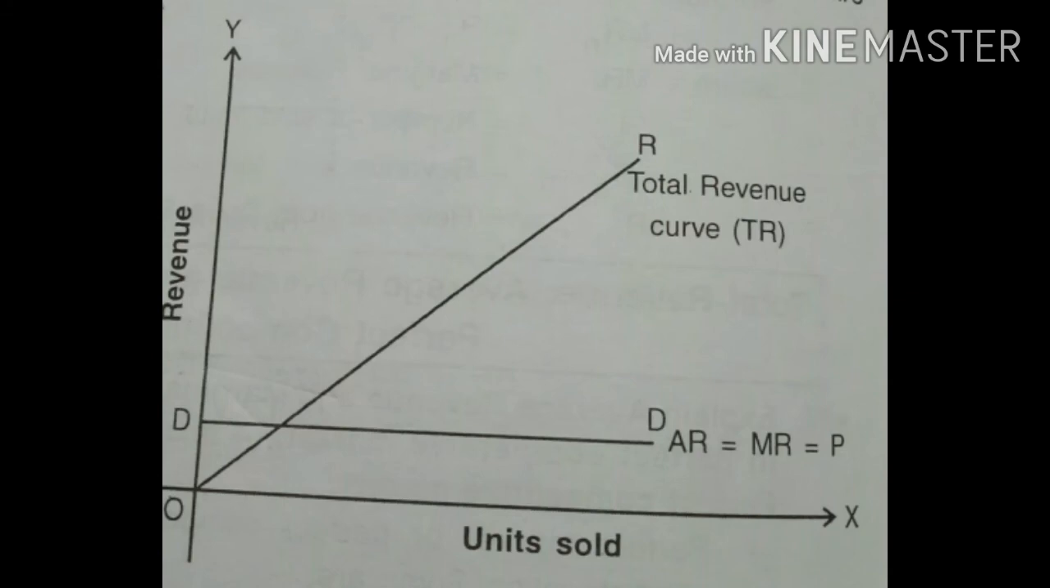Let us learn total revenue, average revenue and marginal revenue under a perfect competitive market. A perfect competitive market is defined by several characteristics. It is a market where the firm accepts the market price and sells its commodity. Buyers and sellers have complete knowledge of market situation, and there are a large number of buyers and sellers. In perfect competition, market price is equal to average revenue is equal to marginal revenue. So we say P is equal to AR is equal to MR.